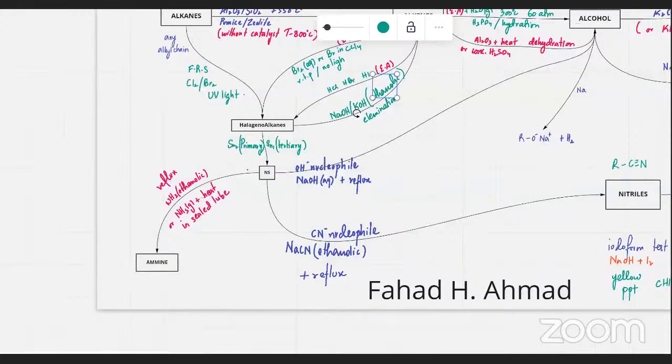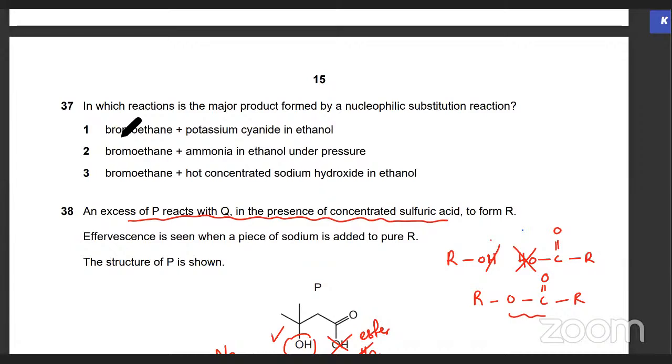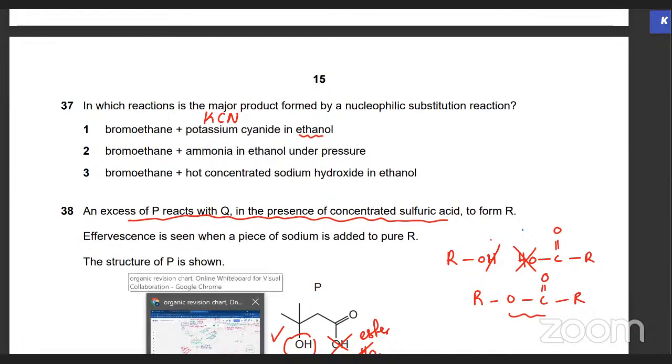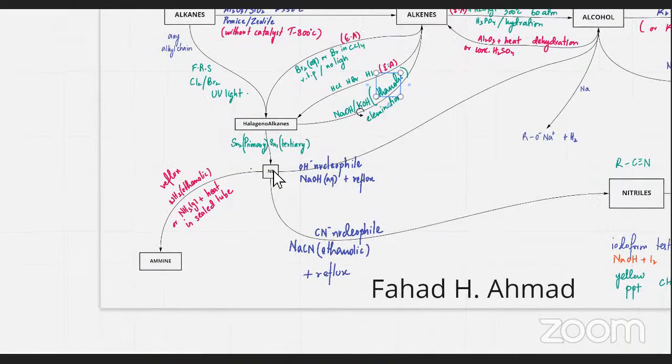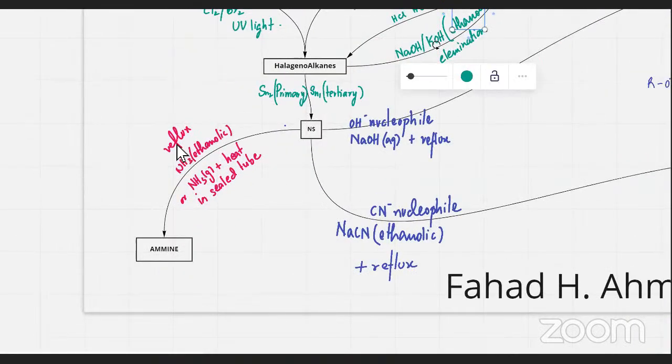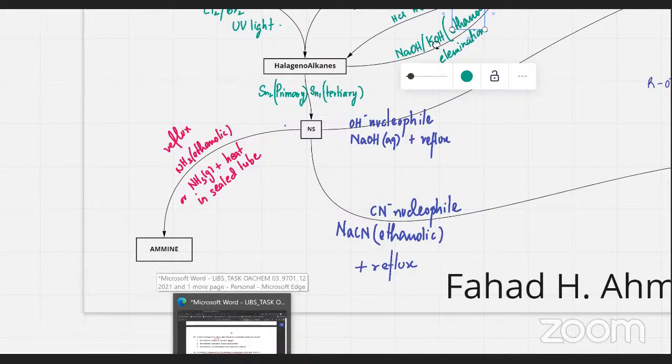There's going to be nucleophilic substitution. A bromoethane, a halogenoalkane, reacts with potassium cyanide. Remember, KCN or NaCN is kind of the same thing. And the solvent is ethanol. The next one is a halogenoalkane reacting with ammonia in ethanol. So ethanolic ammonia under pressure, that will also lead to nucleophilic substitution. The NH3 ethanolic heating in a sealed tube will result in the same thing. So that is also nucleophilic substitution.